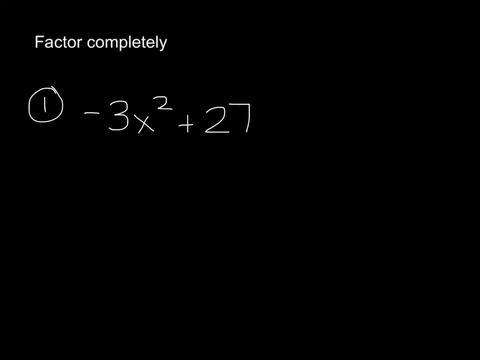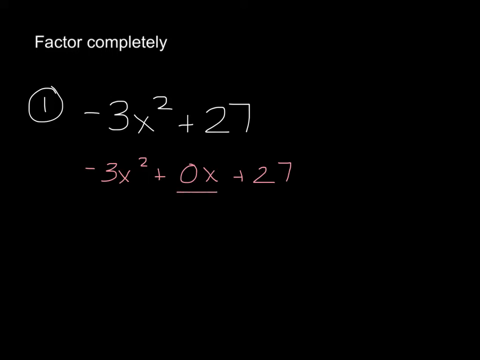Okay, so this is what your problems are going to look like with a missing term. Basically what's missing is that middle x. So really, if we wanted to rewrite it, we could say negative 3x squared plus 0x plus 27. But I'm not going to have you guys do that for those problems. It's just so you can see that that middle term is 0.